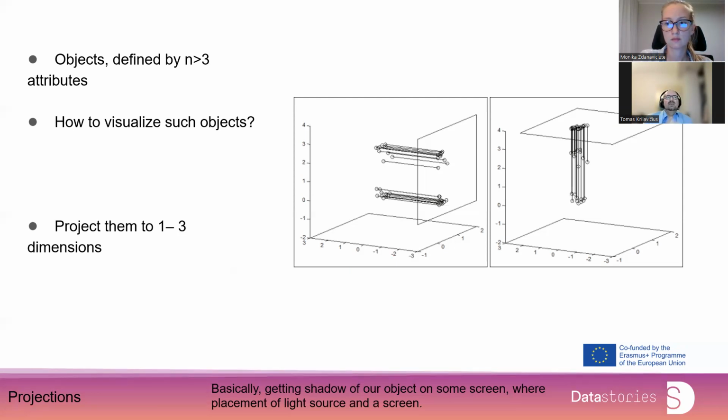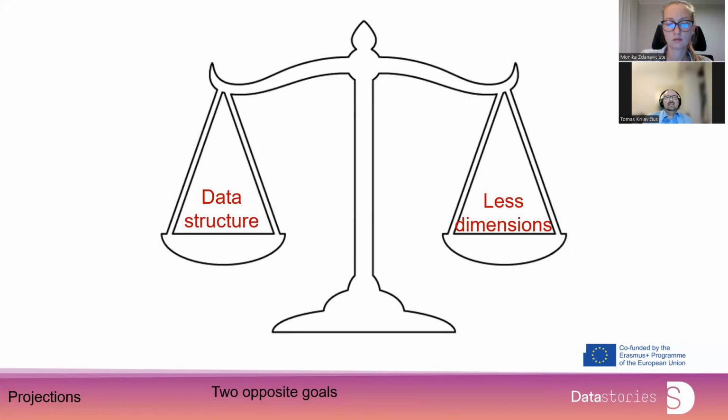And usually that's what we want. If we have a number of dimensions higher than 3, we want to project them to 2 or 3-dimensional space to be able to visualize and observe them. And it already requires good planning and good understanding of your data, because in this case, you always lose some information. So basically, you have to choose between data structure, so relations between different observations, and the number of dimensions. And of course, by removing dimensions, by projecting data to fewer dimensions, you lose some information.